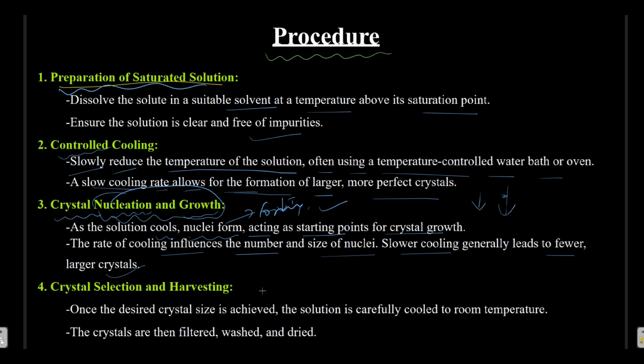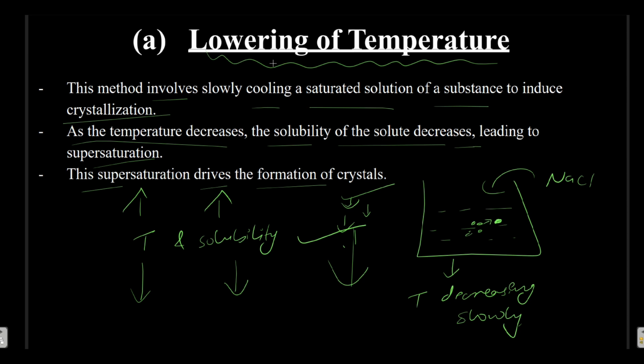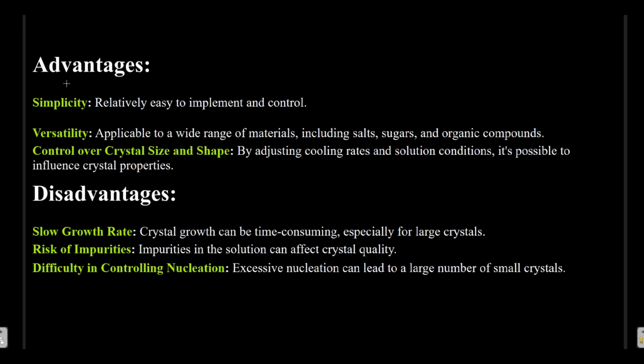Now, crystal selection and harvesting, that is the fourth step. Once the desired crystal size is achieved, the solution is carefully cooled to room temperature. Okay, the crystals are then filtered, washed and dried. So this is the procedure for the lowering of temperature method to grow a crystal. Now, there are certain advantages and disadvantages. They are simplicity. This method is very simple. Versatility and control over crystal size and shape. Okay, these are different advantages.